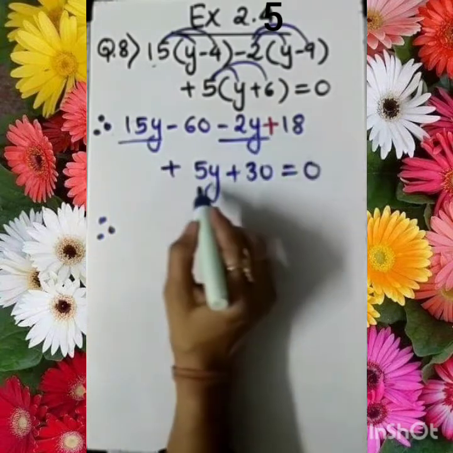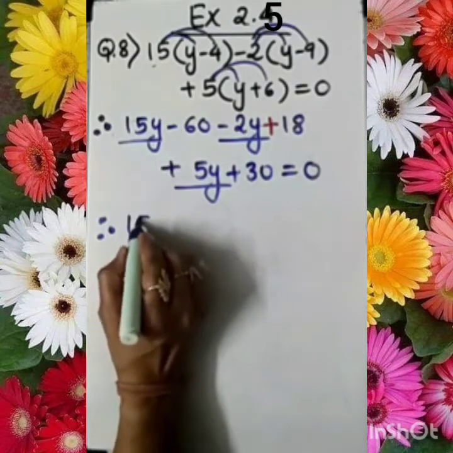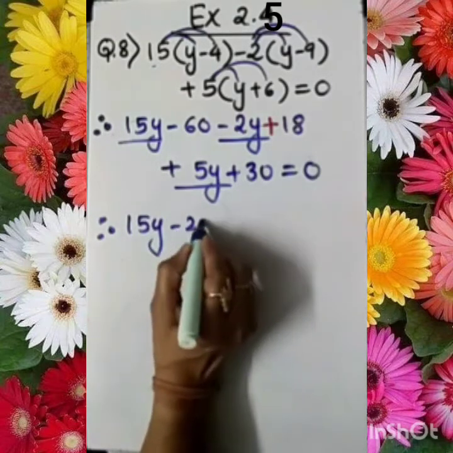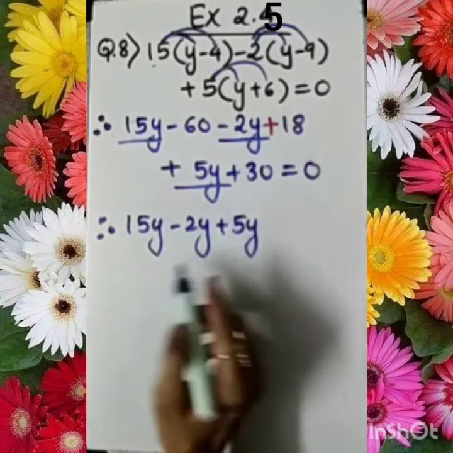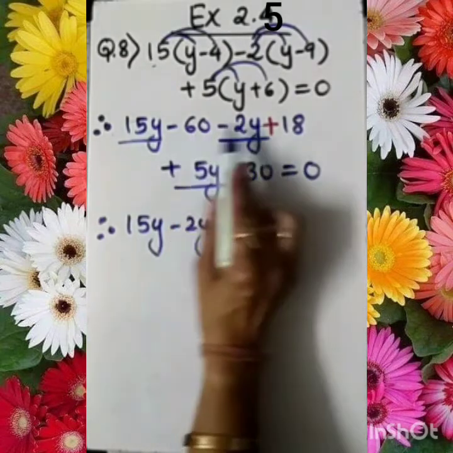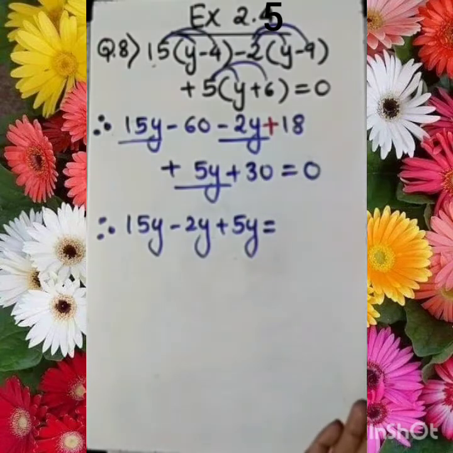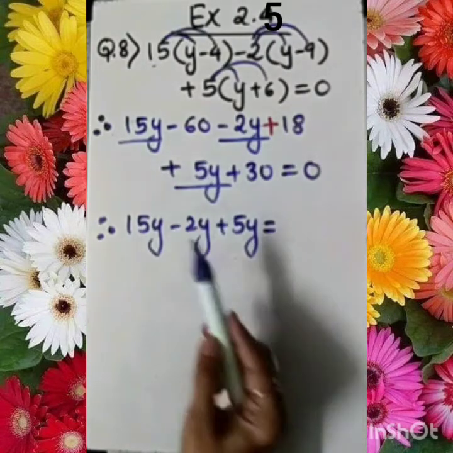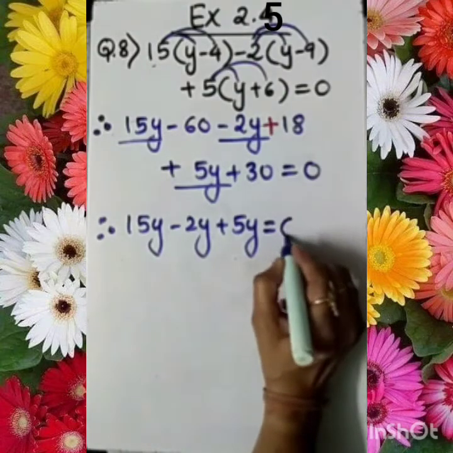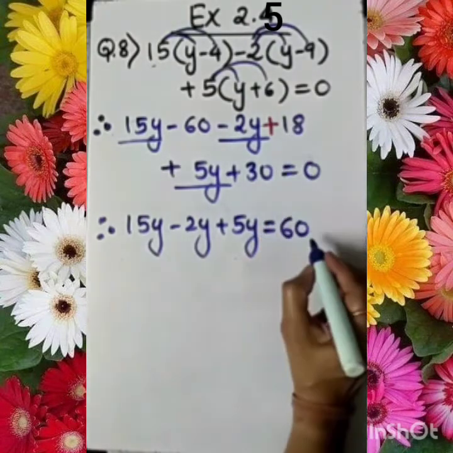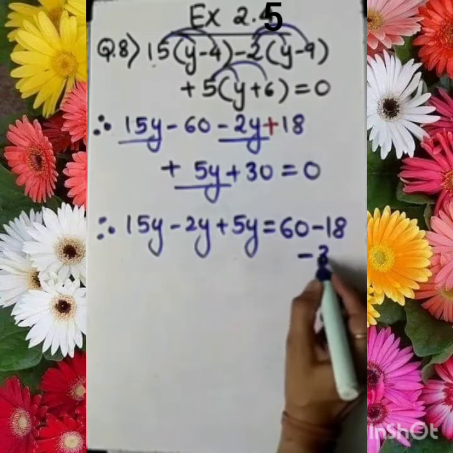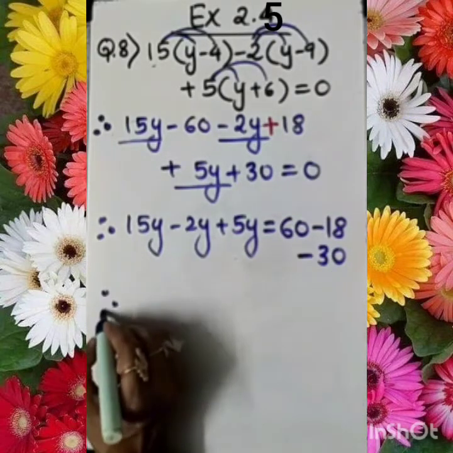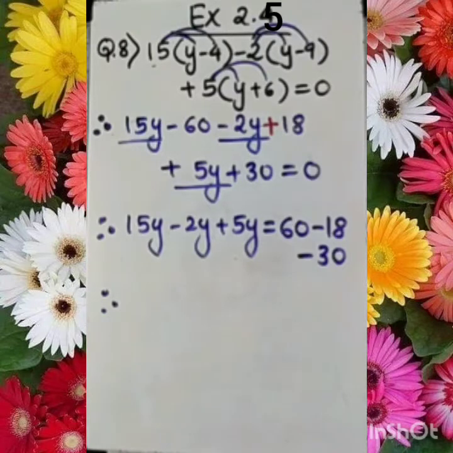15y minus 2y plus 5y. So first of all, I am writing all the y terms together. Now let me bring all these three terms to the right side, so the sign will be changed. Minus 60 will become plus 60, plus 18 will become minus 18, plus 30 will become minus 30. Got it? Now let's simplify it.